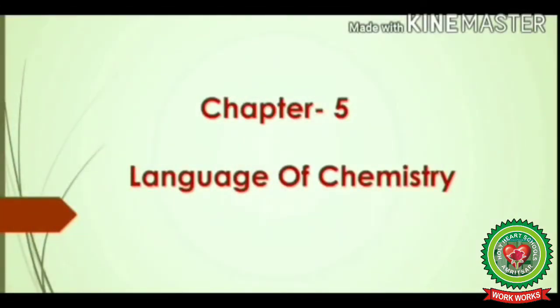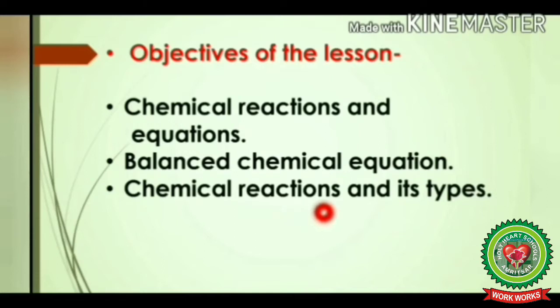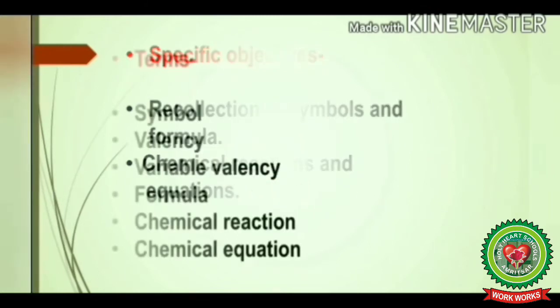Hello students, today we are going to discuss chapter 5, Language of Chemistry. The objectives of the lesson are chemical reactions and equations, balanced chemical equation, chemical reactions and its types. The specific objectives of today's class are recollection of symbols and formula, chemical reactions and equations.